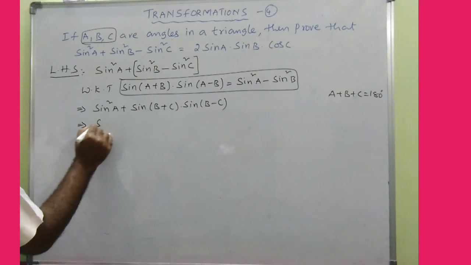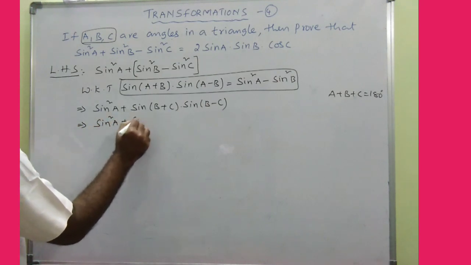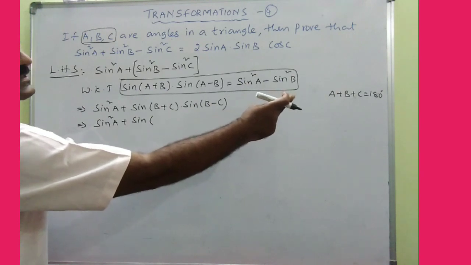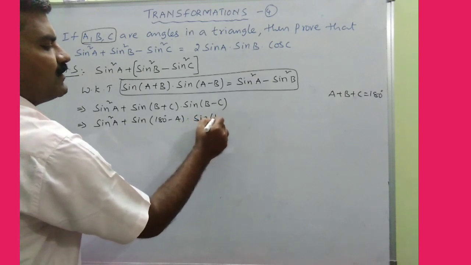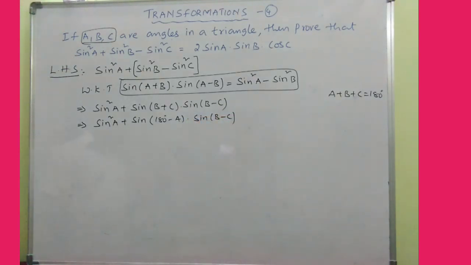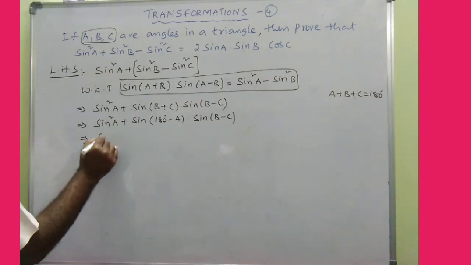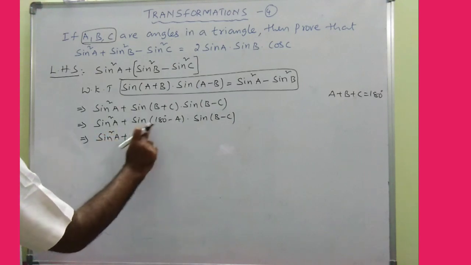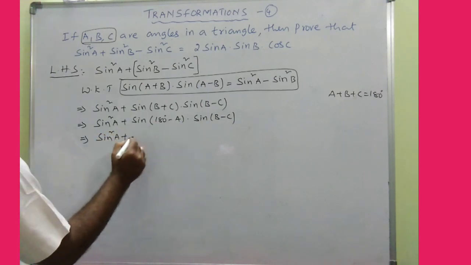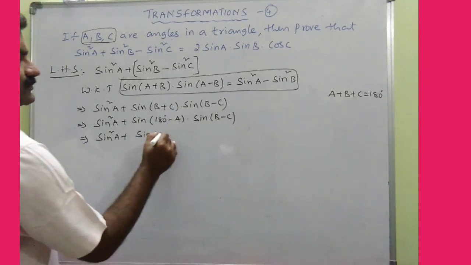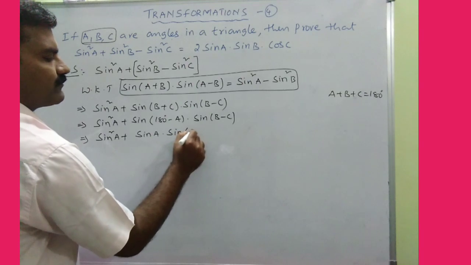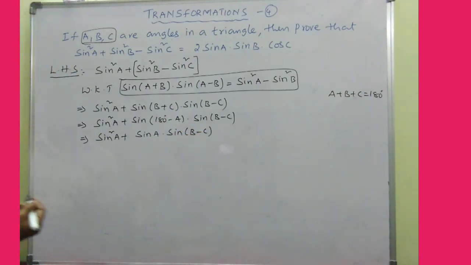So from this, can I write it? B plus C is equal to 180 minus A, into this is sine of B minus C. So what is it now? Sine square A plus sine of 180 minus A. Because of 180, sine remains the same, and 180 minus theta, second quadrant, sine is obviously positive. So that is sine A into sine of B minus C.